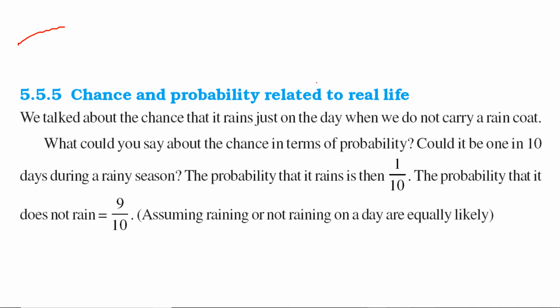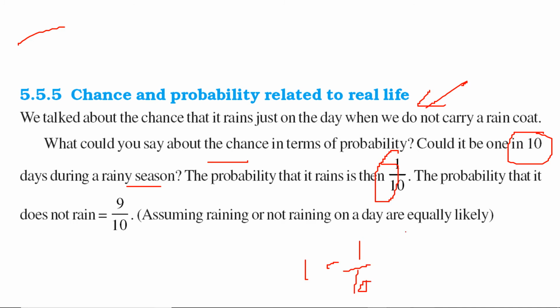Chances and probability related to real life. Everything in our life is a chance. You are giving an exam, you may pass, you may not pass. I'm just taking some examples, like a raincoat. You are taking a raincoat, it may not rain, but it may rain also. So what could you say about chance in terms of probability, right? Say in 10 days during a rainy season, the probability that it rains is 1 by 10. So the probability it does not rain is simply 1 minus 1 by 10.